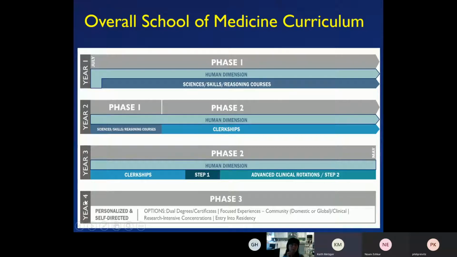At the end of the third year, a number of options, including dual degree certificates, global or domestic health immersions, clinical immersions, research, and then the one that I think a lot of our students focus on, which is early entry into residency within the Hackensack Meridian Health System. This is really for students who are high performers. It's not going to be for everybody.